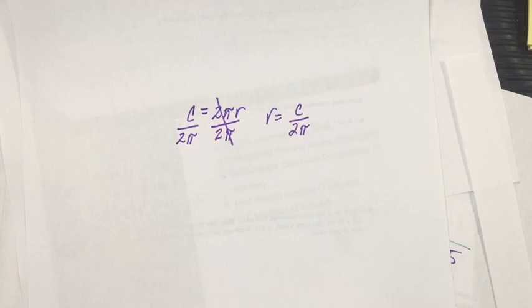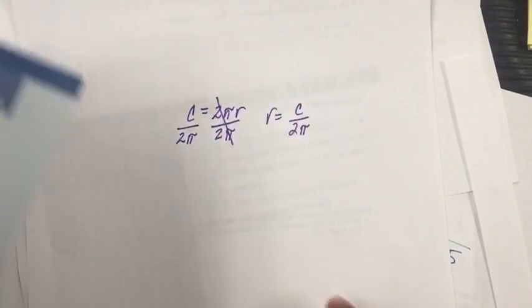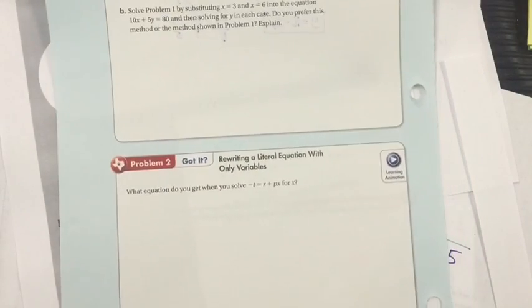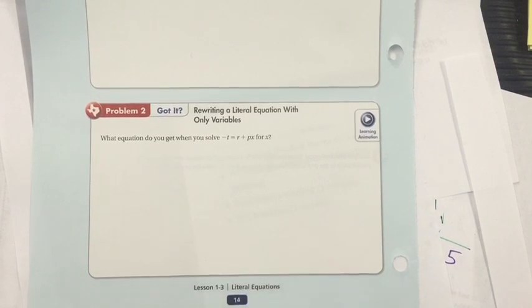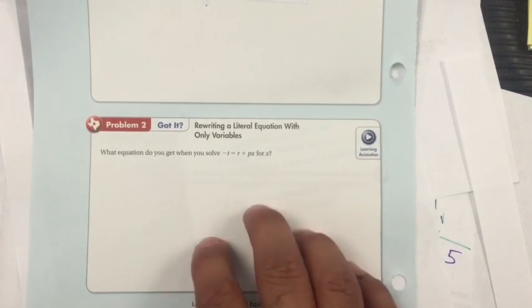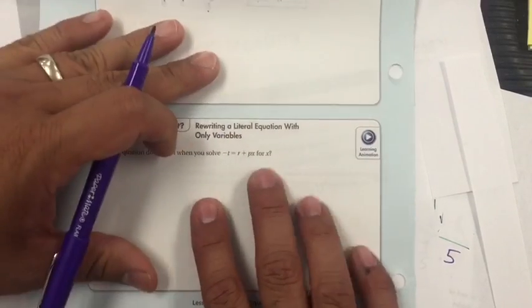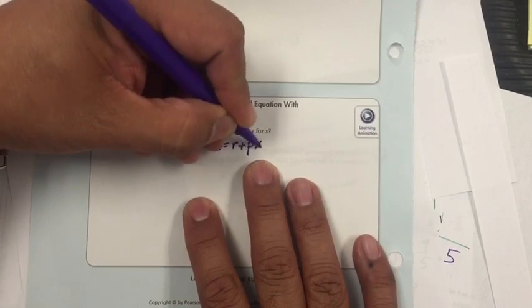Okay, let's do one more in the book before we give you an assignment to start practicing on your own. Let's go to problem 2 on page 14. What equation do you get when you solve negative t equals r plus px for x? Wow, look how many variables we got there. We got 1, 2, 3, 4 variables. And I want x by itself. I'm going to rewrite this just so we can see it a little bit bigger. Negative t equals r plus px.